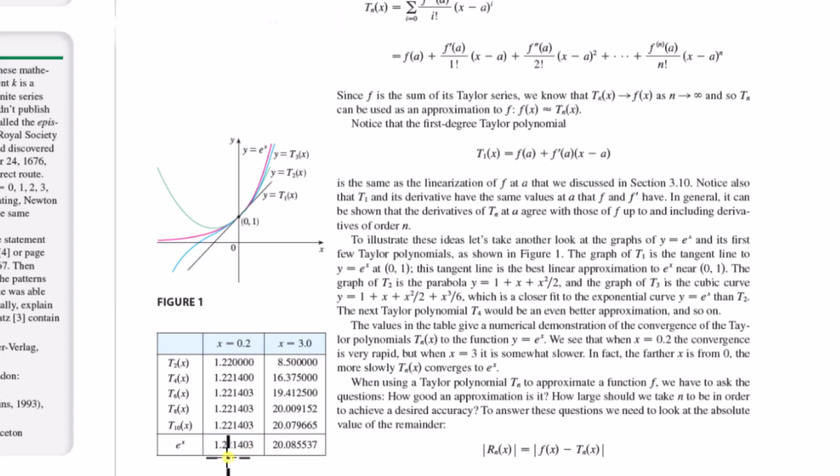So they're converging to different values, right? Because this is converging to e to the 0.2. This is converging to e to the 0.3. Here's the value of e to the x. So they're both converging, but this is going to converge quicker because it's closer to the center point. But it's interesting to note that they say it might have been a better idea to use a Taylor polynomial centered at 3.